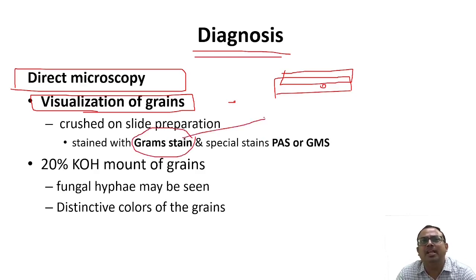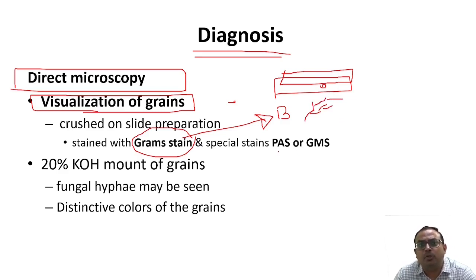So Gram stain helps to pinpoint or detect the bacterial causes, because in Gram stain the bacterial causes like Nocardia or Actinomyces will be stained Gram positive, and will be present as a branched filamentous appearance.